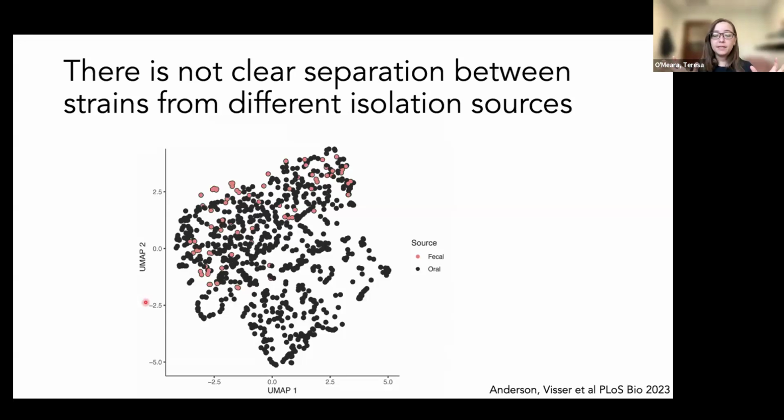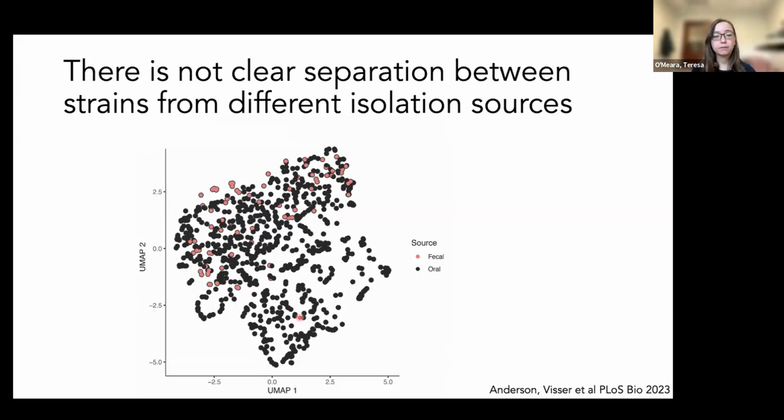We then took all of our phenotypic data that we'd collected on all 900 isolates, and what we saw is that there's not a clear separation in strains from different isolation sources. So here, this is a UMAP clustering all those phenotypes together. In pink are all the fecal samples, and in black are the oral samples. And there's not really a separation, right? The pink are well embedded within all of the clusters here.